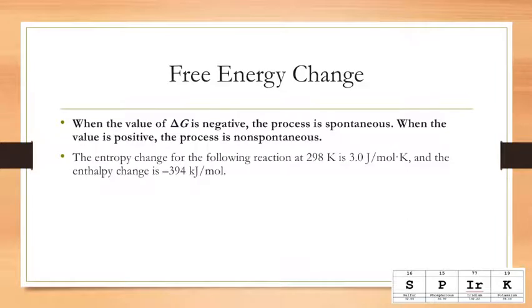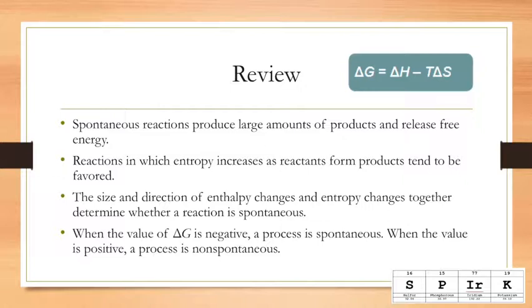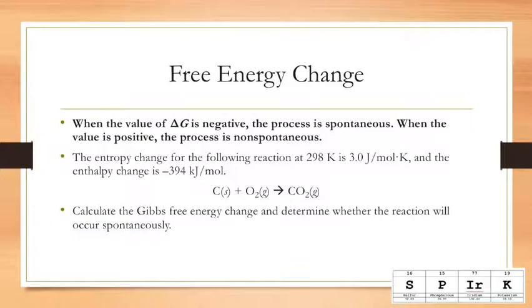The entropy change for the following reaction at 298 K is 3.0 joules per mole K, and the enthalpy change is negative 394 kilojoules per mole. So what we need to do is look at the chemical equation. So we have carbon plus O2 yields CO2, and we want to calculate the Gibbs free energy change and determine whether the reaction will occur spontaneously. So, before we get there, we're going to calculate this very briefly.